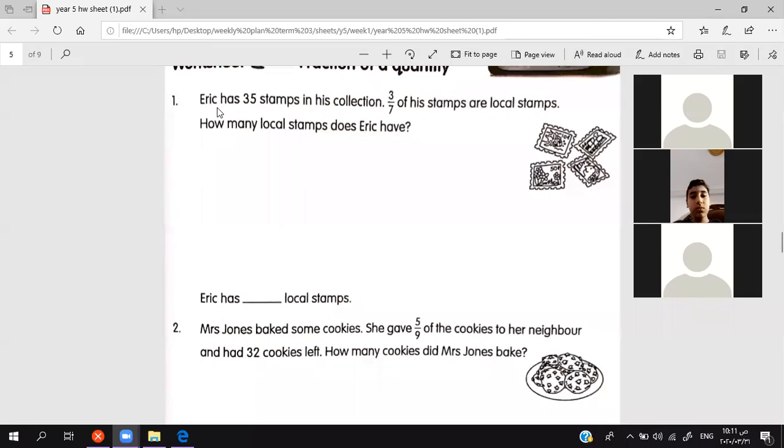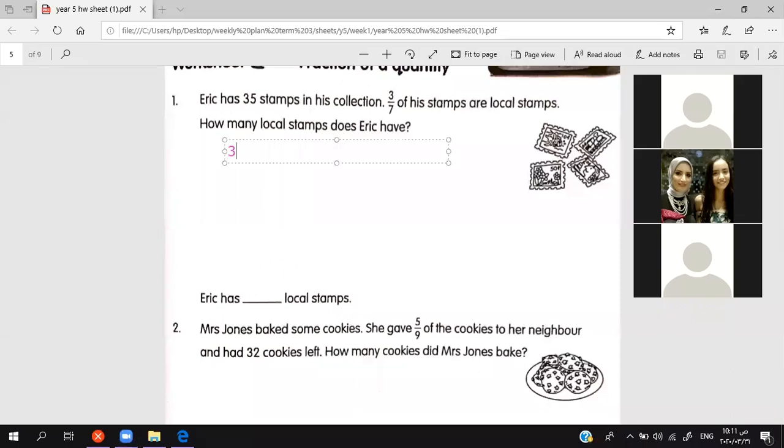Now he's saying Eric has 35 stamps in his collection. 3/7 of the stamps are local stamps. Okay, so how many local stamps does Eric have here? He wants to know 3/7 of 35. He wants to know a certain fraction of the 35. Okay, so I write it like that.